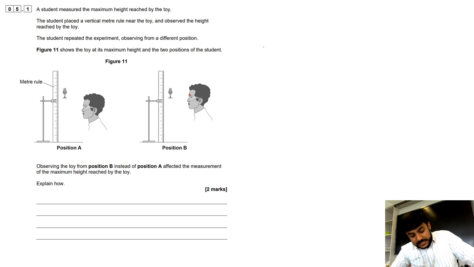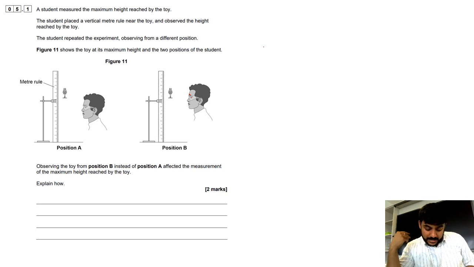The student placed a vertical meter ruler near the toy, observed the height reached by the toy. The student repeated the experiment, observing from a different position. Figure 11 shows the toy at its maximum height and the two positions the student takes. You're probably asked to comment on which one's better, but let's have a look.